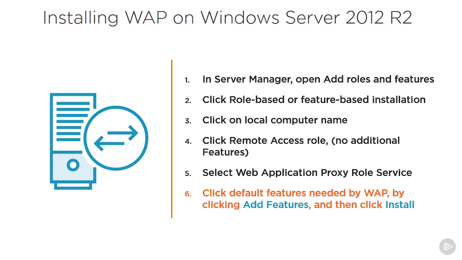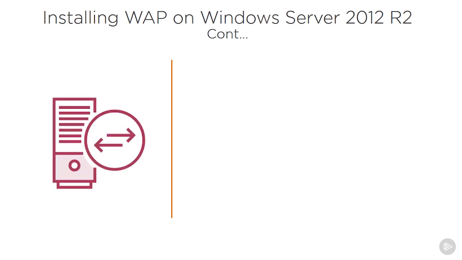After doing that, we're going to see the default features that are used and needed by WAP, and we're simply going to click Add Features, and then we're going to kick off the installation by clicking Install. Now, once we've installed the role successfully, we're going to then double check to make sure we've installed the SSL certificate, the same certificate as we did with ADFS.